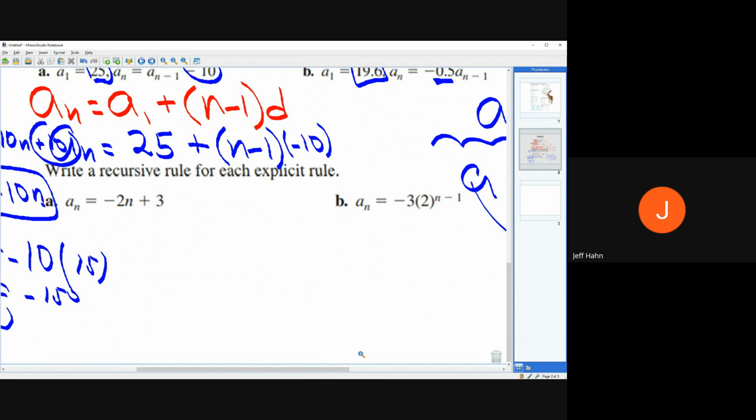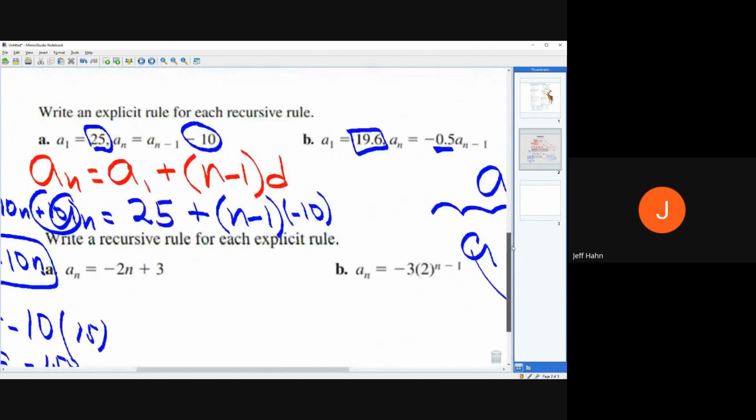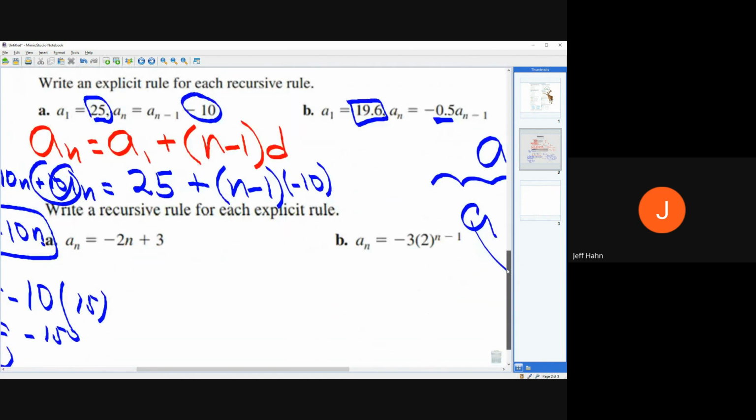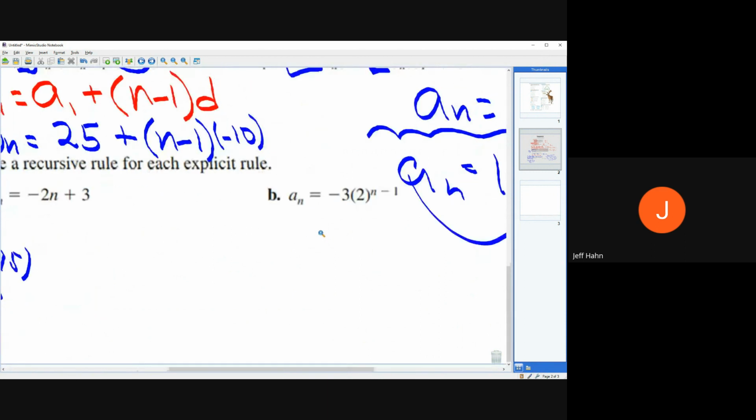Now this one's actually easy. Okay? Because if you look back, what is the first thing? We know this is a geometric one, right? So somebody tell me, what is our rule for geometric one? What is the little generic thing? A sub n equals A sub 1 times r to the n minus 1, right? So in order to do this, I just need two things. I need to know the first term, and I just need to know my common ratio.